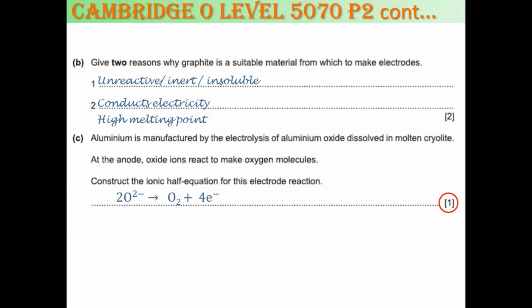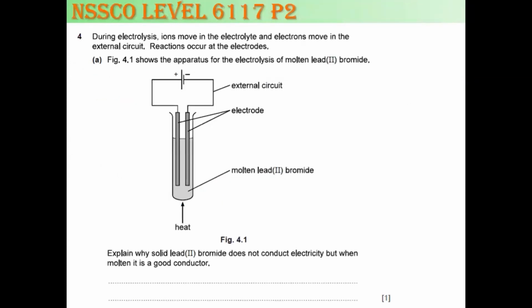So here is our balanced equation. O2- forms oxygen, and 4 electrons are given away. Okay, so let's move forward. We're going to the NSSCO level 6117. I think this one is another 2020 paper.